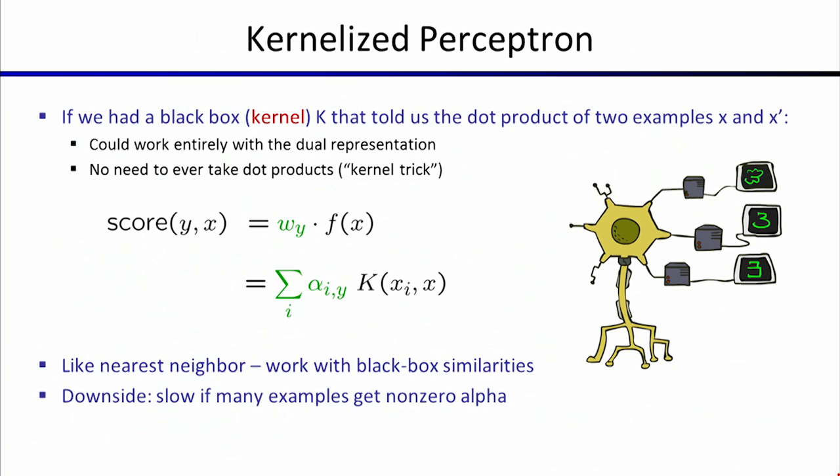So this thing's called the Kernelized Perceptron. Somebody gives you a black box, right? That's these guys in the drawing. That black box tells you what the dot product, effectively, the similarity is between two examples.